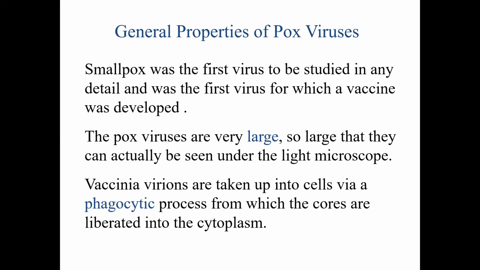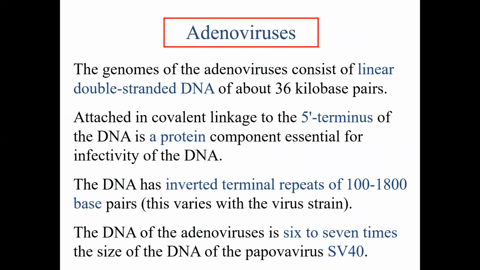So the study of pox viruses and the history of diseases that they have caused allowed scientists to understand a lot about viruses and their replication in order to create vaccines, especially because the pox viruses were so large that it was easier for them to be studied. They can actually be seen under really good light microscopes. For these virions, they are taken up via phagocytic processes that allow the cores to be liberated into the cytoplasm for them to be multiplied.